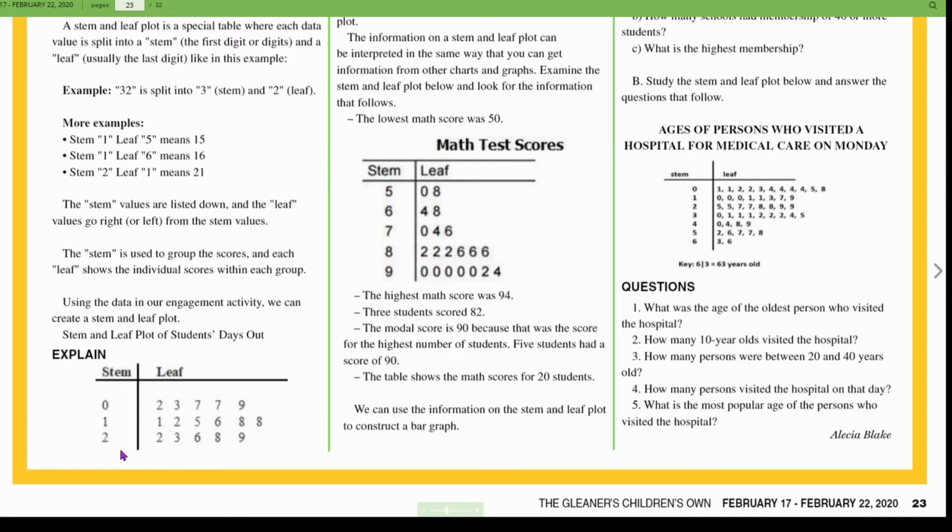How many members are in this group? 1, 2, 3, 4, 5. How many members are in this group? 1, 2, 3, 4, 5, 6. So there are 6 scores in this group and 5 scores in this group.